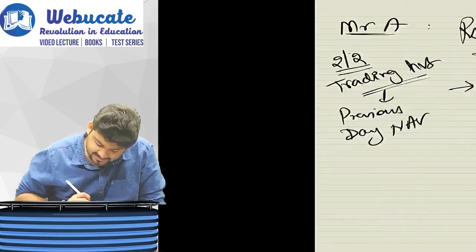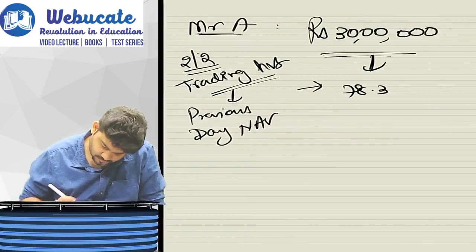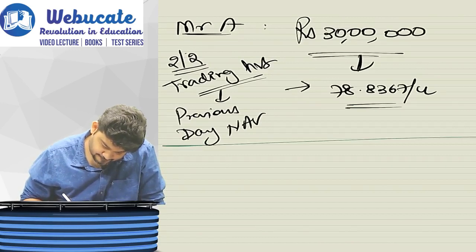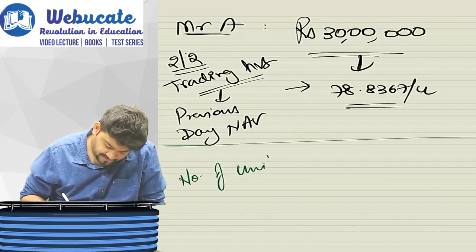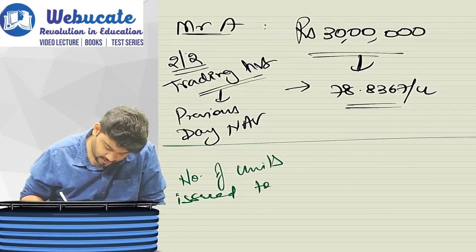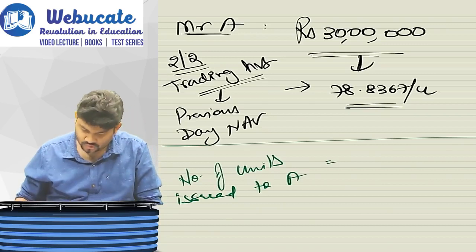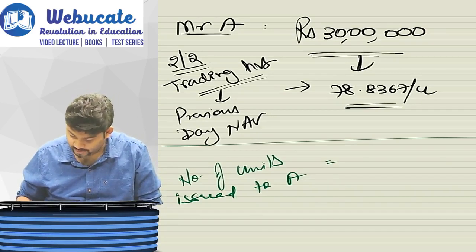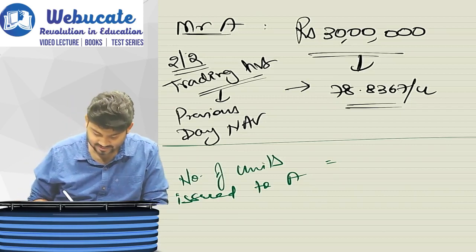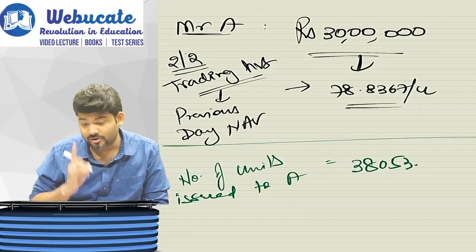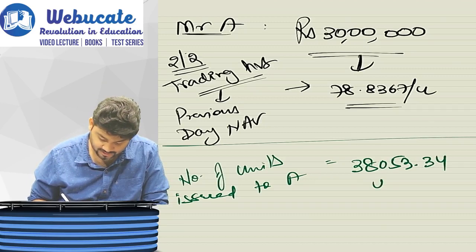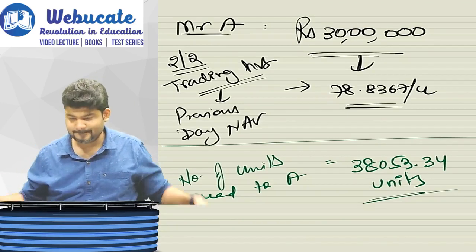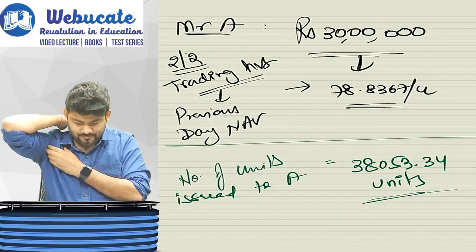Okay, how much is the previous day NAV? 78.8367 per unit. So we will get the number of units issued to A. So 30 lakh divided by 78.8367, and that is 38,053.34 units, two decimals. 38,053.34 units. Clear, everybody? Done.